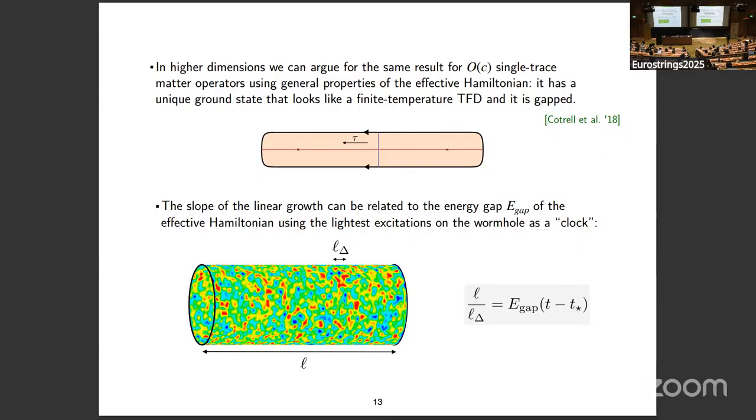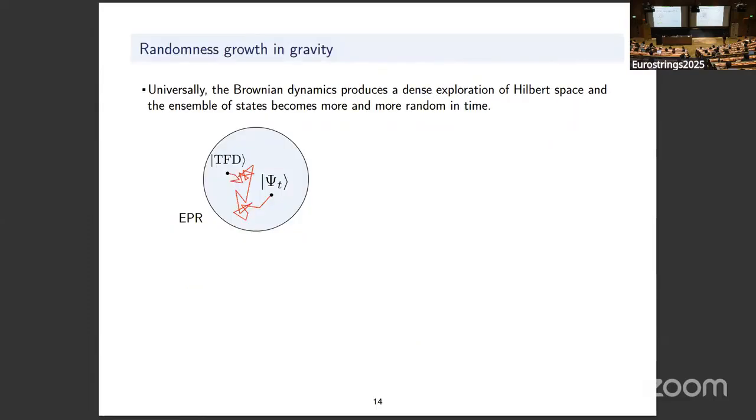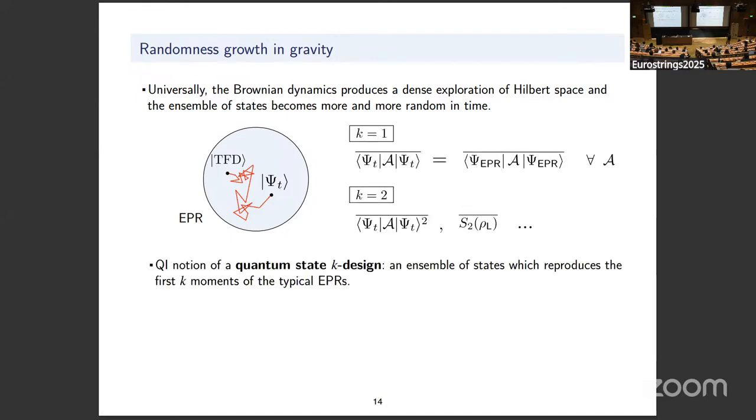We'll now try to relate this length to some microscopic property of the ensemble of states. As I told you before, if you just time evolve the thermofield double with the Brownian evolution, it will become more and more generic, more and more random, more and more typical. One can quantify how random a state or an ensemble of states becomes in terms of the quantum information notion of a quantum state K design.